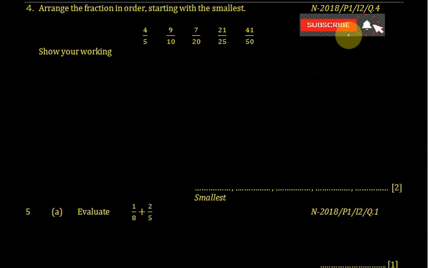Question number 4 of November 2018 paper 1. This is: arrange the fractions in order, starting with the smallest.